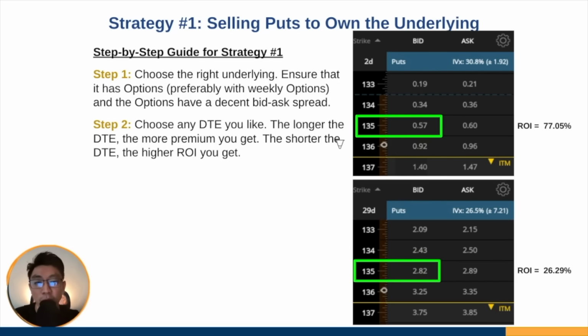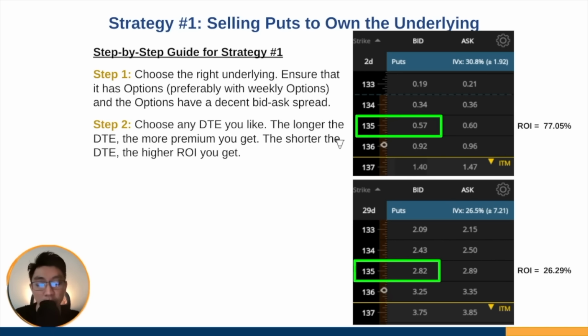We generally want to go for the longer term DTEs if you're trying to avoid assignment. But for this strategy, we actually want to get assigned, right? Because you want to own the underlying. So it really doesn't matter which DTE you go for. You choose the one that you're comfortable with, but you need to understand the difference between the different DTEs, right?